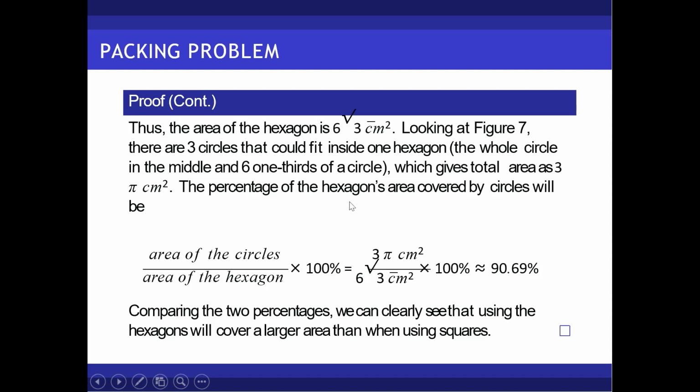So the percentage of the hexagon covered by circles will be the area of the circles over the area of the hexagon times 100%. Substituting the values, 3 pi cm squared for the area of the circles over 6 square root of 3 square centimeters for the area of the hexagon, times 100, is approximately 90.69%. Comparing the two percentages, we can clearly see that using hexagons will cover a larger area than using squares.